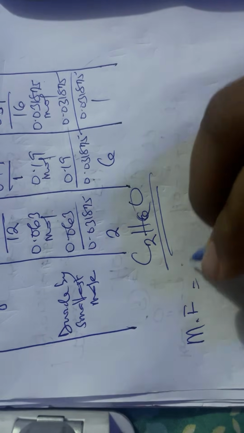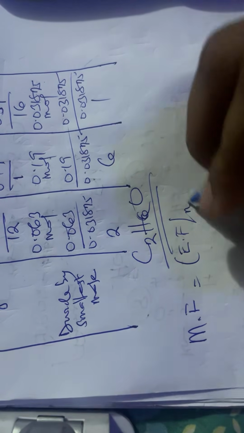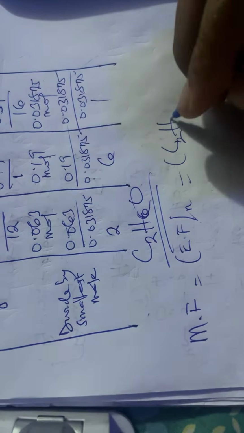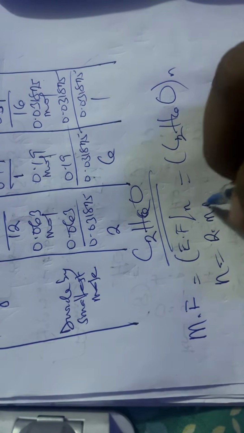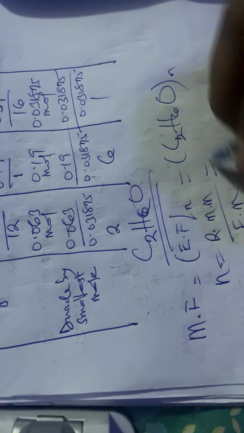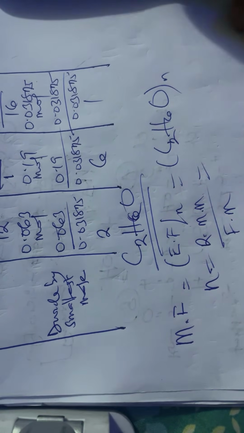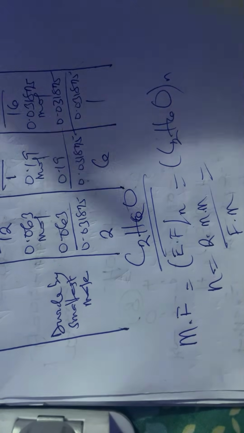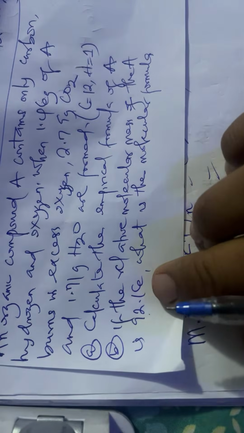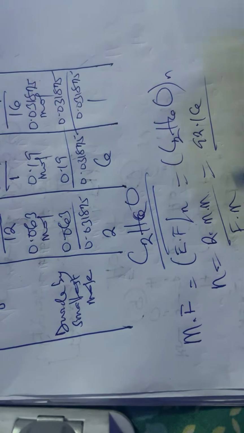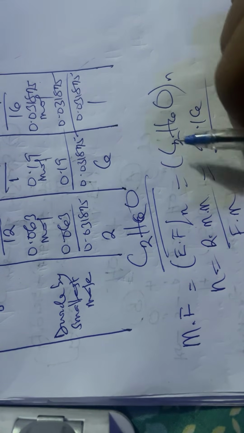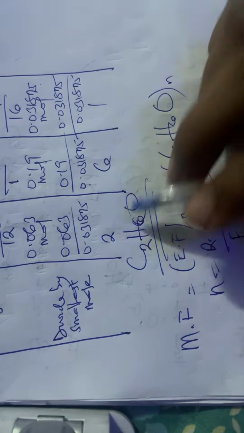So now how do we calculate the molecular formula? Remember, molecular formula is equal to empirical formula times N. So this will be C2H6O times N. N is what? Relative molecular mass divided by formula mass. Remember, relative molecular mass is going to be given to you in the question. It was given as 92.16. So we say 92.16 divided by the formula mass, which is the molar mass of your empirical formula.